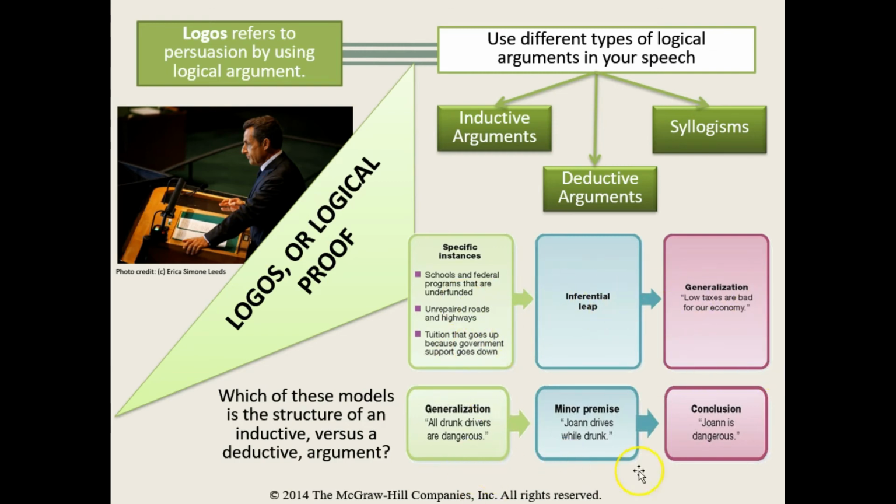How about this one? I'm going to go backwards. Conclusion: Joanne is dangerous because Joanne drives while drunk. All drunk drivers are dangerous. Now, this one's more the inference, okay? So the generalization is all drunk drivers are dangerous. The minor premise is Joanne drives while drunk, therefore Joanne is dangerous. Okay? So again, think of these when you're designing your speeches.